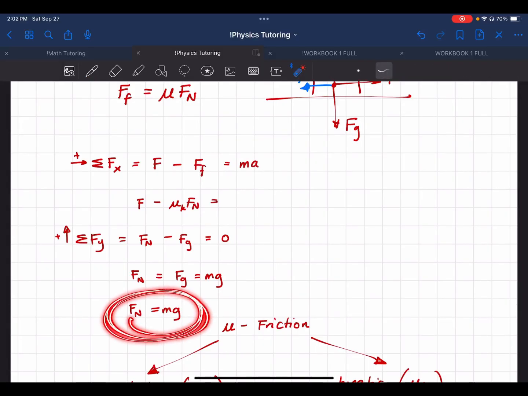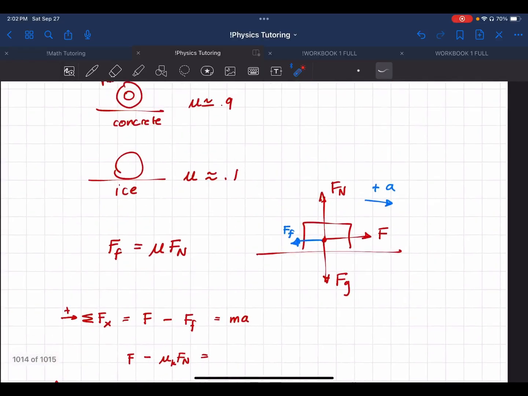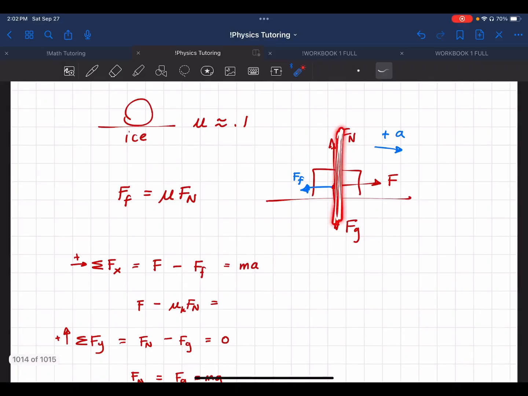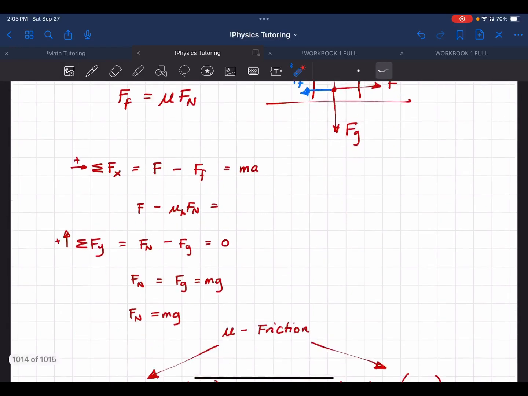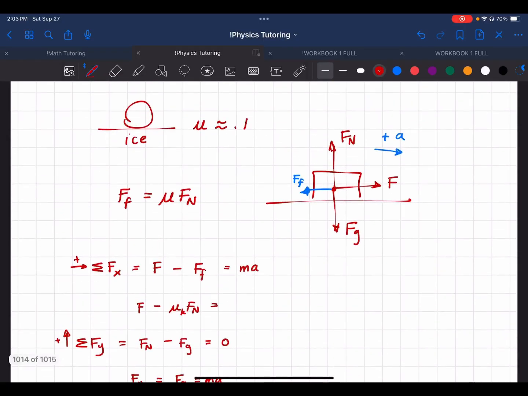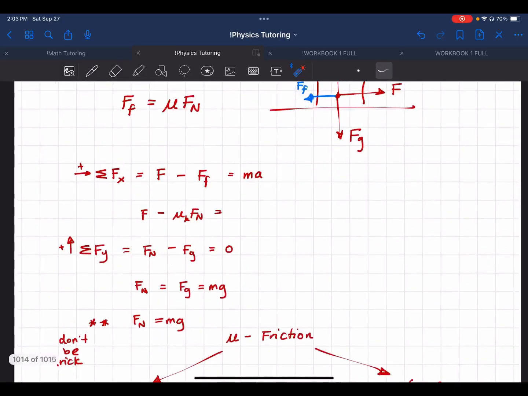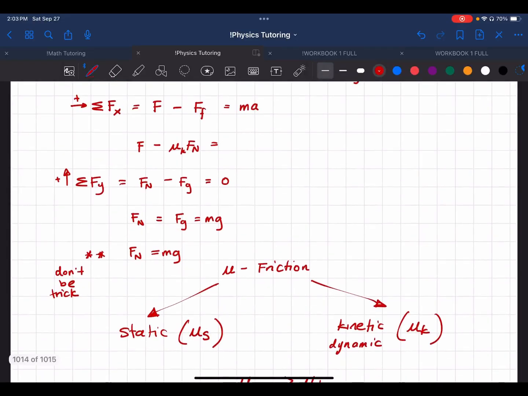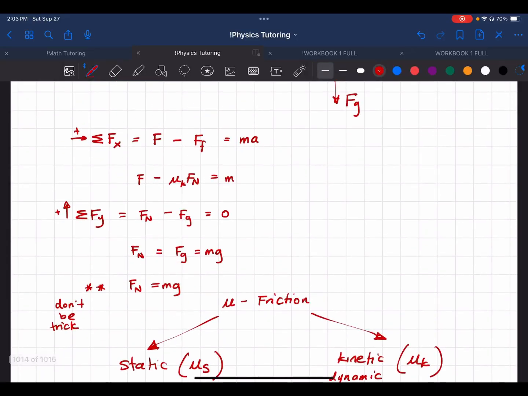Be careful with this. This is not always true. Depending on if there's an acceleration, like if you're pressing down, Fn will increase. If you're pulling up, Fn will decrease. So don't get tricked. They're going to ask you this question. I'm just going to put an asterisk. Don't be tricked. In this one, there's no acceleration in the y, there's no movement, just staying relatively still, so Fn is equal to mg, but that's not always true.